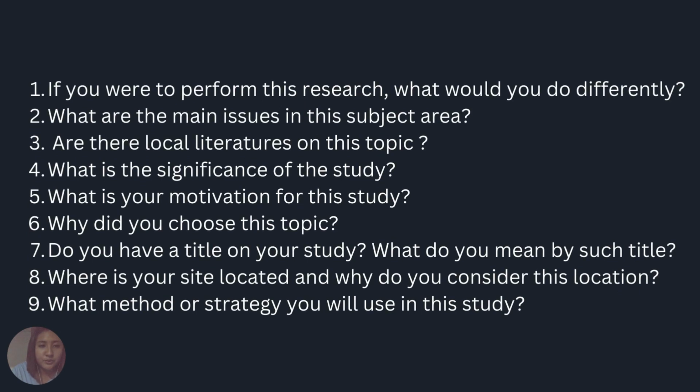Number 6, why did you choose this topic? I chose this topic because I believe there is a need for a safe and comfortable shelter in the time of emergency.